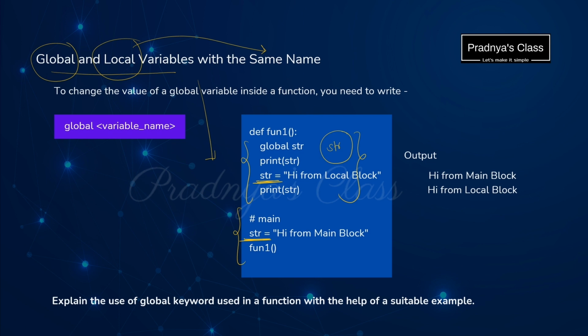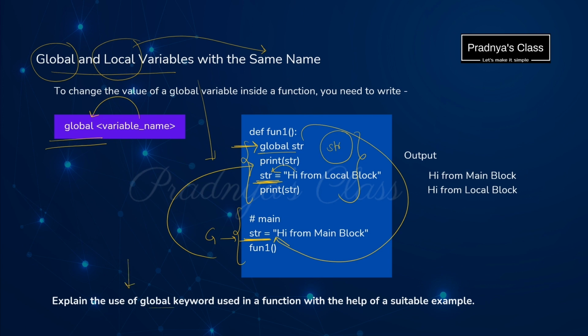But what if I want to access this global variable inside the block? Then we will use the global keyword along with that variable. Note this statement, global str. Global str means we are trying to access this global variable inside the block. If you try to access the str variable without the global keyword, then it will give priority to this local variable. This is also one of the important concepts of function.